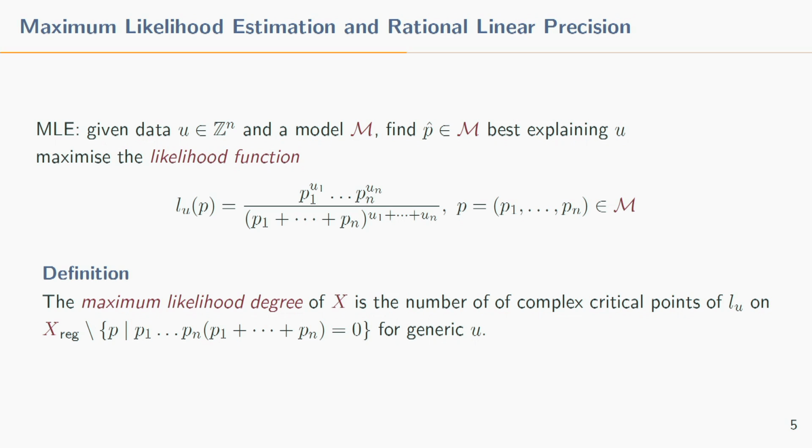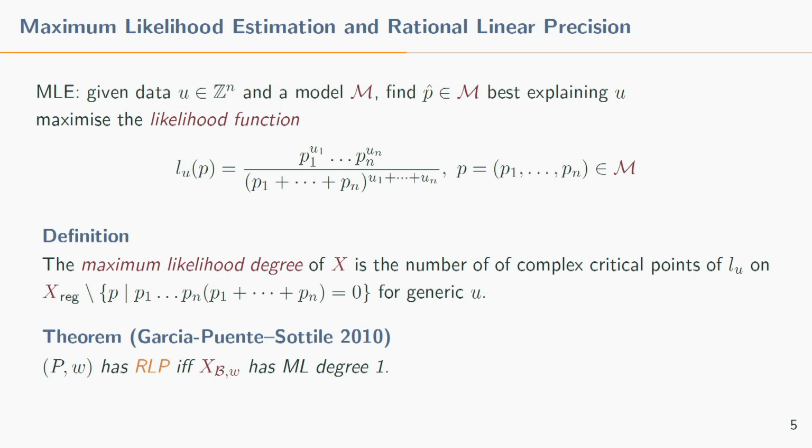And now, how does this translate to geometric modeling? What does this have to do with the talk? There's this nice theorem from 2010, which says that a polytope together with some weights has this very nice property of rational linear precision if and only if the corresponding toric variety has maximum likelihood degree 1. So maximum likelihood degree 1 is exactly the case Eliana talked about earlier, where the MLE admits a rational closed form expression. Okay?